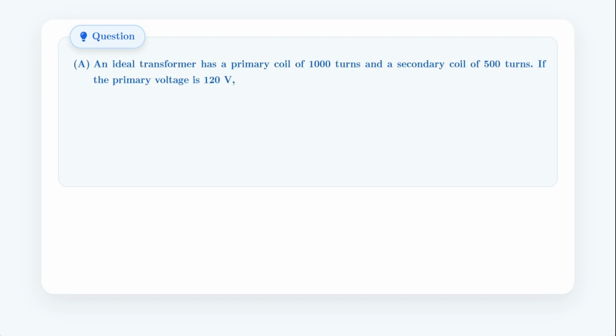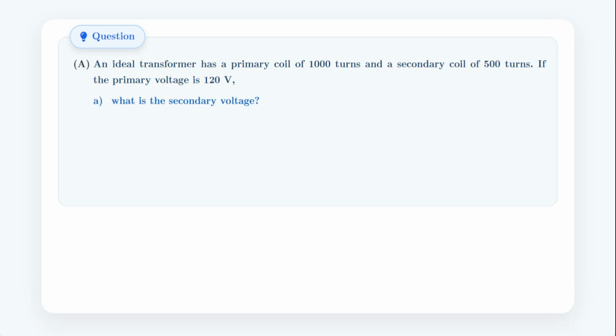Let's carefully read the first part of the question. An ideal transformer has a primary coil of 1000 turns and a secondary coil of 500 turns. The primary voltage is 120 volts. Always remember to note down these given values first.